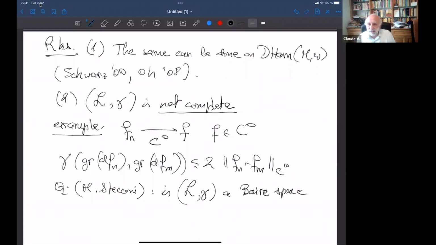And somehow it's considered that if you have a Baire space, there's no real point in taking the completion because that's already big enough and you already have enough points there. Okay. But the answer is no here. So L gamma is not even a Baire space.